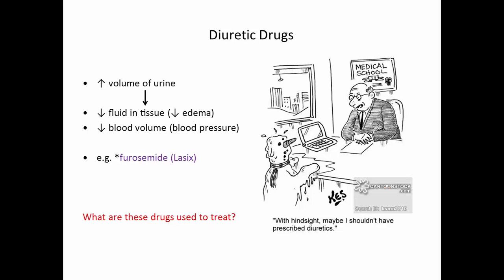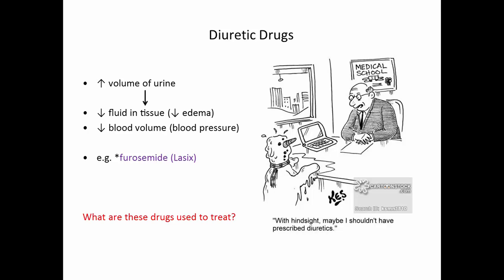By decreasing the fluid in the tissue, we also decrease the fluid in the blood, and so that decreases our blood volume, which then decreases blood pressure. So a good example would be furosemide or Lasix. So these drugs would be used to treat things like high blood pressure, can be used to treat congestive heart failure, so the heart has an easier time pushing against a lower pressure.